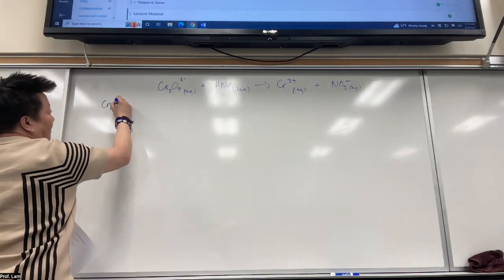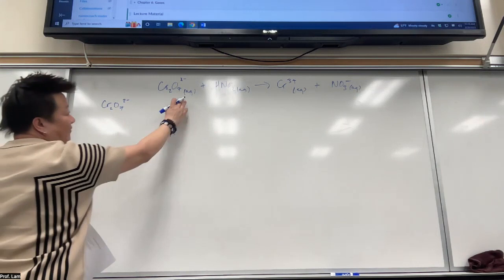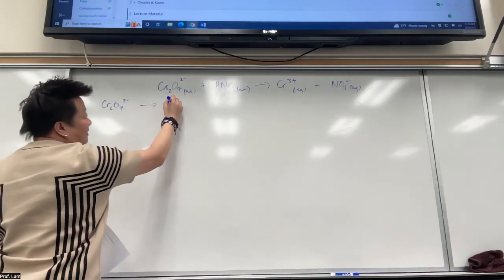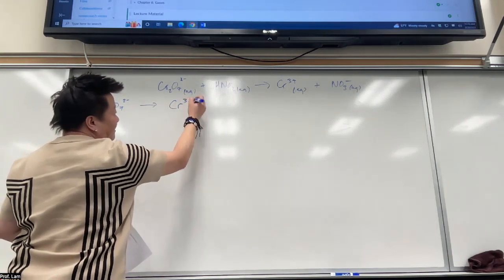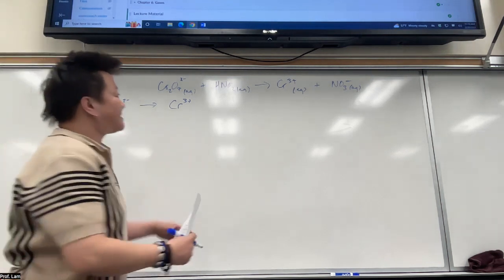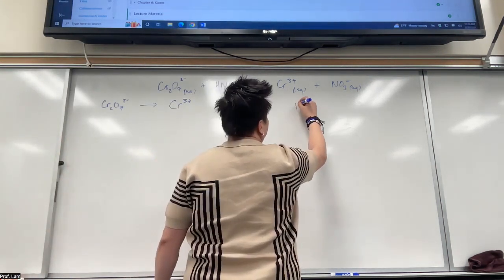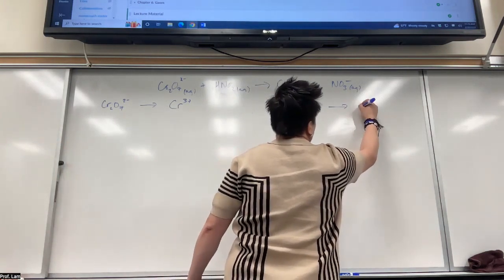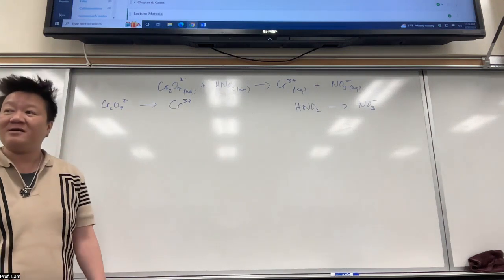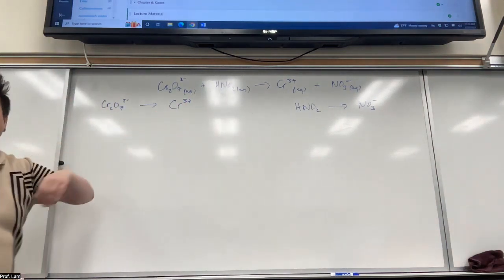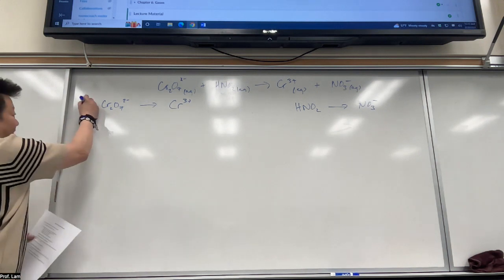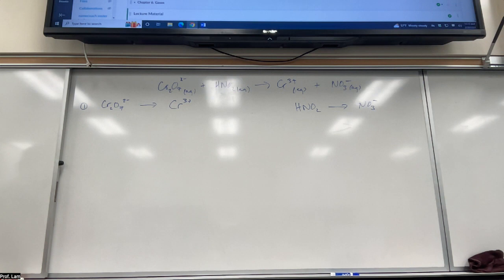So I see the chromium, and for now you can leave out the state of matter. We can add that back in at the end. So you don't have to write aqueous for me. That's one half, right? Now the second half is HNO2 to NO3 minus. You guys see that, right? So things that are similar become the half. So that's step one: divide the reaction into half reactions.